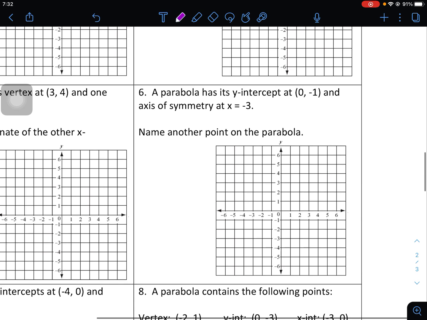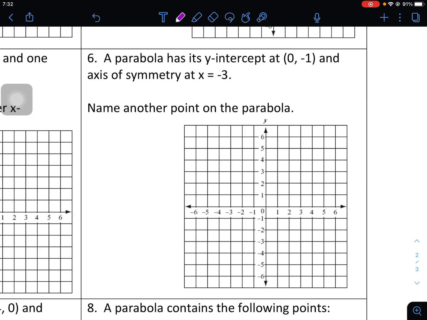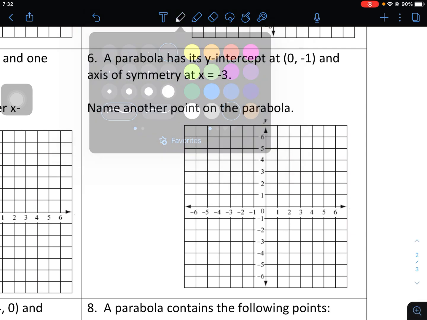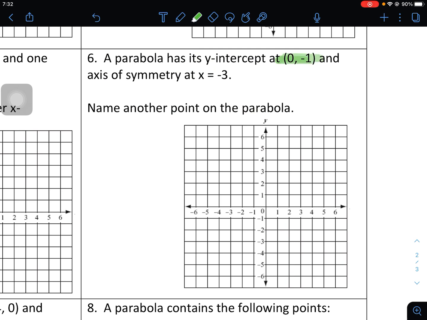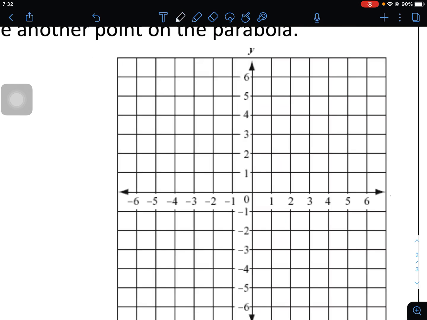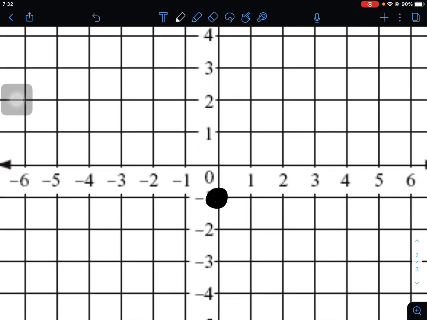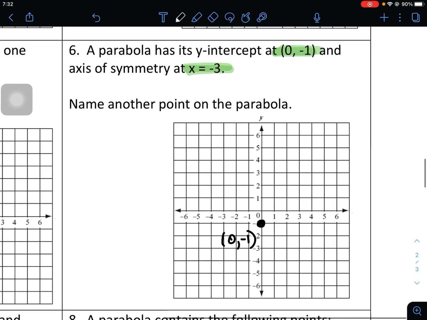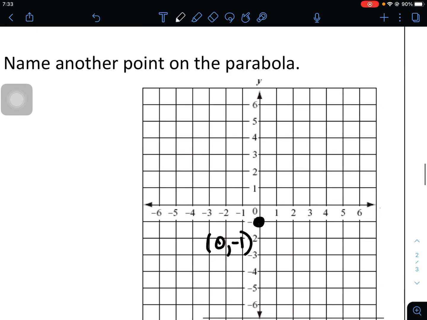Let's take a look at this example here. If I have a y-intercept at (0, -1), and my axis of symmetry is at x equals -3, we can name one other point on the parabola. So let's again graph. (0, -1) is right here. And my axis of symmetry is at x equals -3.